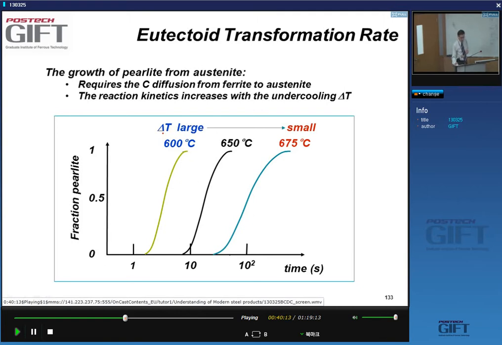So, for instance, if we take a very large undercooling, a large delta T, so 600 degrees C, that means the delta T is 127 degrees. That would be large. We see that it takes less than 10 seconds to transform fully. If we take a much smaller undercooling, like 675, that means the undercooling is about 50 degrees. We see that the transformation also happens, but with much smaller velocity or kinetics. And you see here it takes more than 100 seconds, a few hundred seconds, to do the transformation.